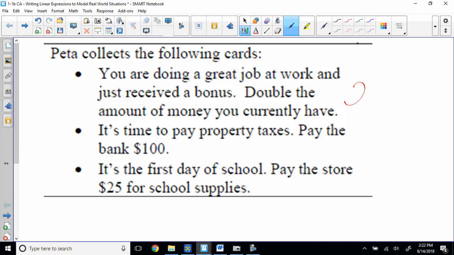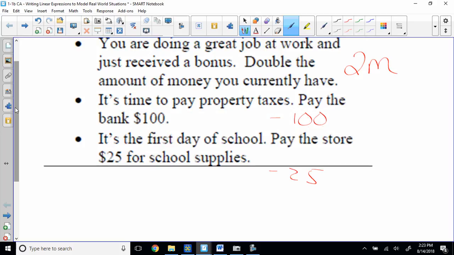So what would that expression look like? 2M. If I'm going to double her current money, I don't know how much she's got. That's M, right? So if I double it, it would be 2M. You with me? Now, she has to pay property taxes. So what does that mean? Take away 100. Good. And she also has to pay bookstore stuff because school started. So what does that mean? Minus 25. So if I were to take all of this and write an expression, what would it look like?